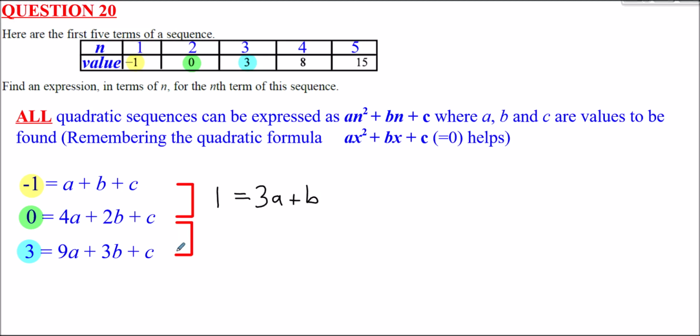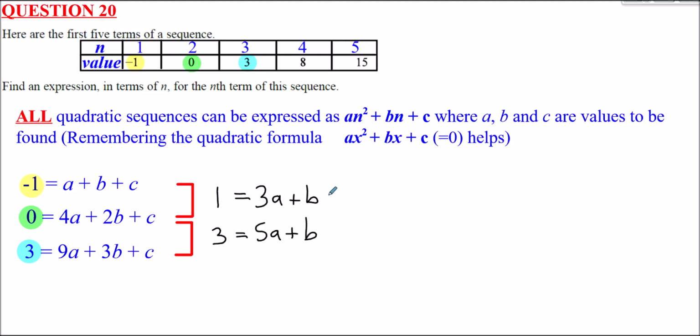These bottom two, we can now do the bottom equation take away the top one. So 3 take away 0 gives us 3. 9a take away 4a is 5a. 3b take away 2b leaves us with just 1b. And again, c take away c cancels.